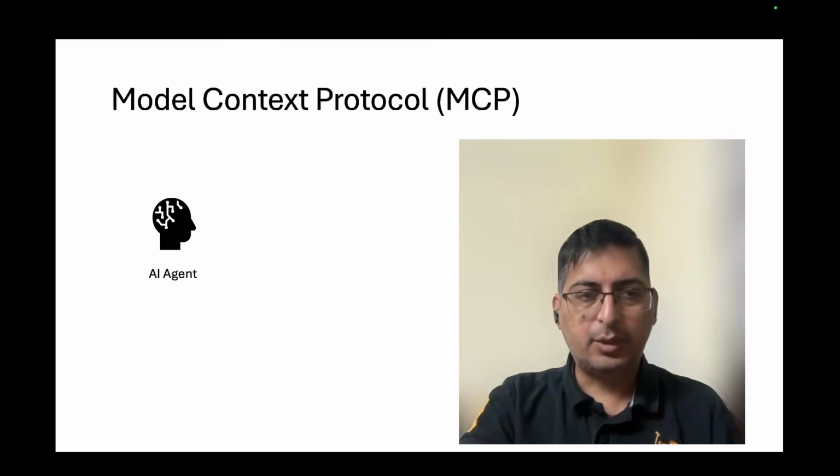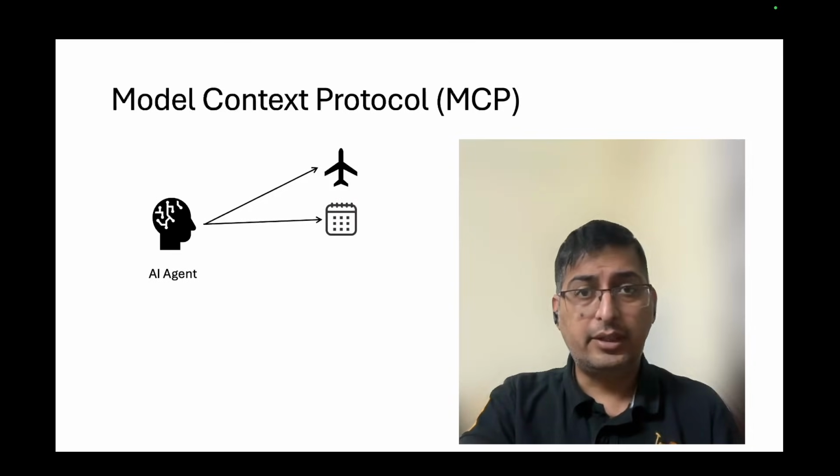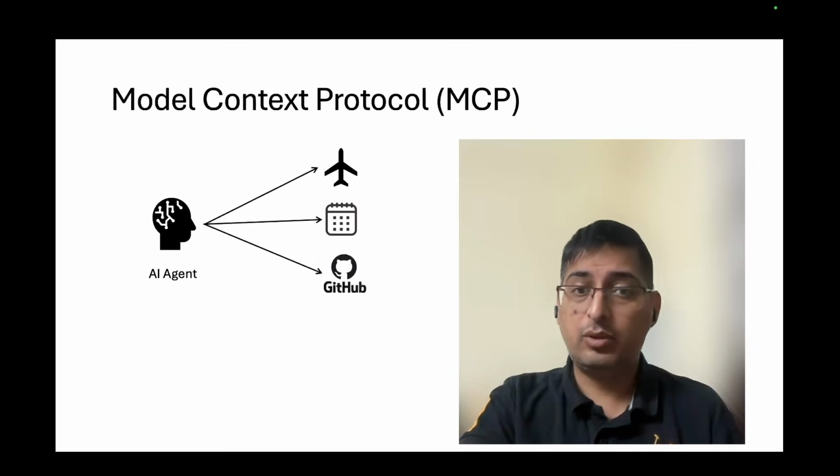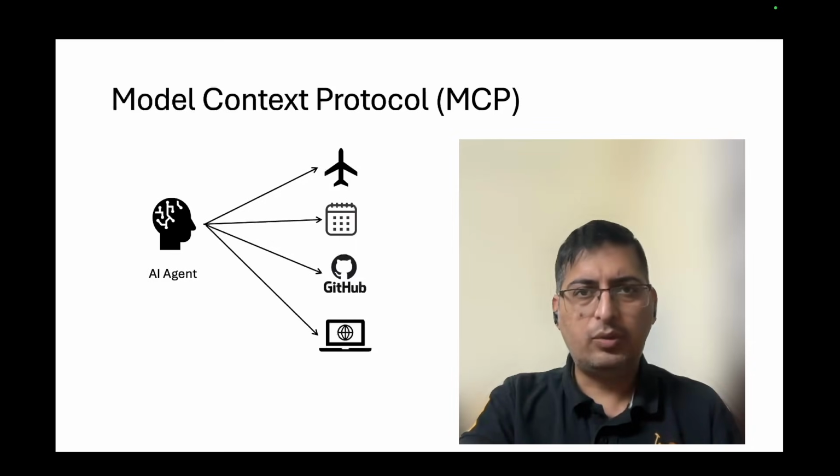For AI agents to be more useful than chatting toys, they should be able to book your flight tickets. For this, they need access to flight data. They should be able to access and manage your calendar. If you want them to write code, they should be able to access GitHub. And they should also be able to access the internet and search for the latest events. MCP makes all these things possible.